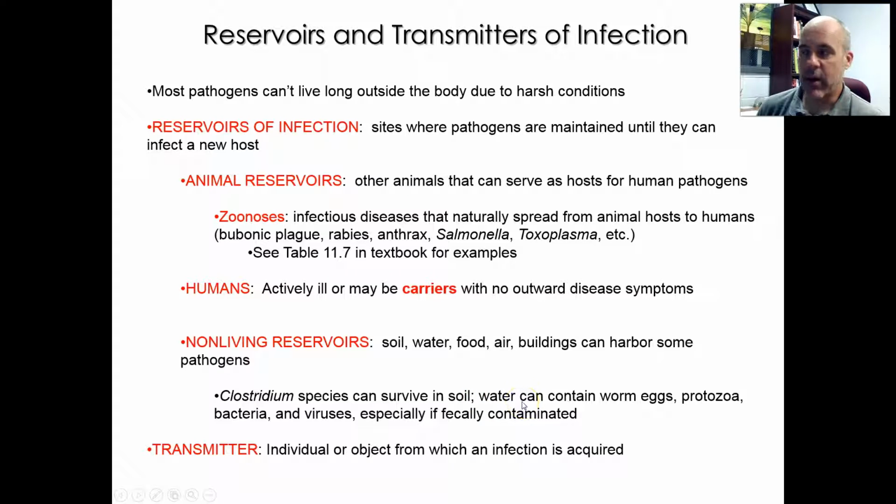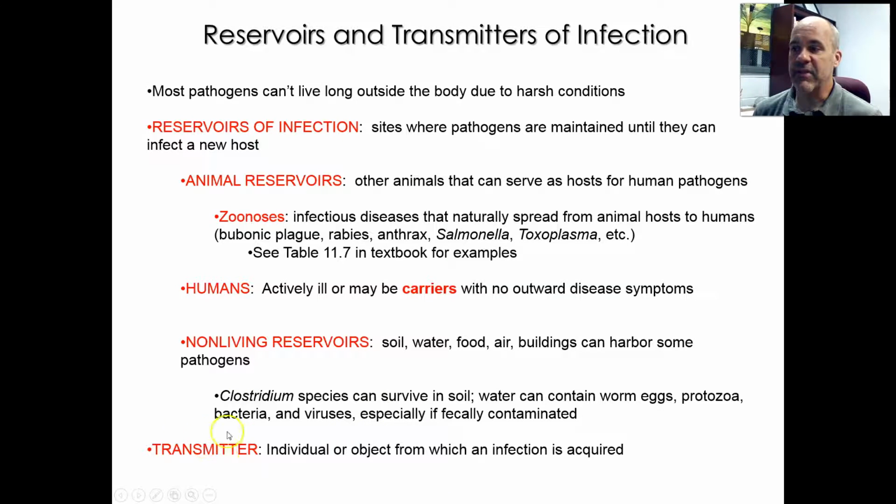Contaminated water can contain worm eggs, protozoans, bacteria, the whole gamut of microorganisms, especially if it's fecally contaminated. So some of this is just what we consider common sense today. That fecal-oral route of transmission is huge. So any body of water that's fecally contaminated is at risk of containing a lot of pathogenic microorganisms.